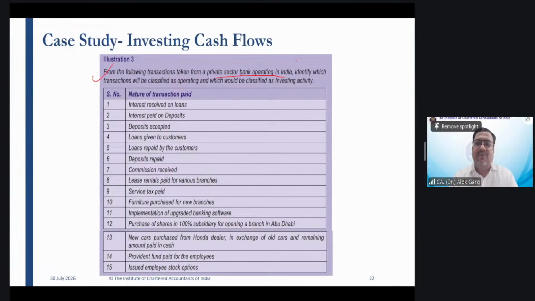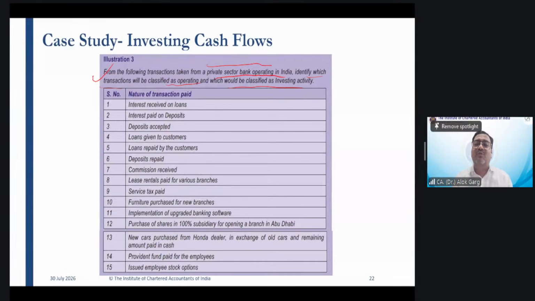Guys, this cash flow is for whom? Is it for a banking company or a non-banking company? It is for a banking company. From the following transaction taken from a private sector bank, very, very important, private sector bank. Identify which transaction will be classified as operating and which would be classified as investing activity.